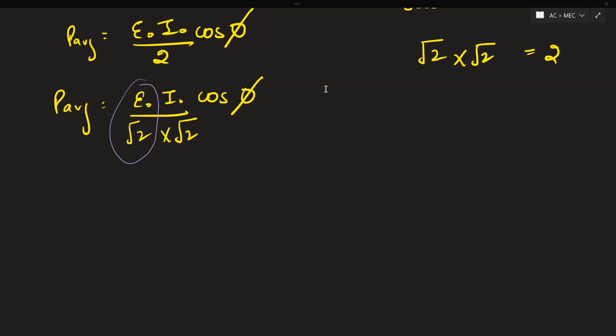Ma'am, ERMS. ERMS exactly. So why weren't you people answering? ERMS, definitely it will be ERMS. ERMS is E naught by root 2. IRMS is I naught by root 2. This is the very basic thing, class. I hope you are aware.